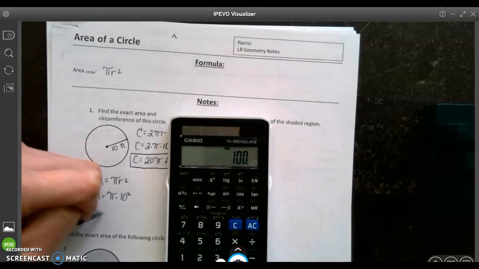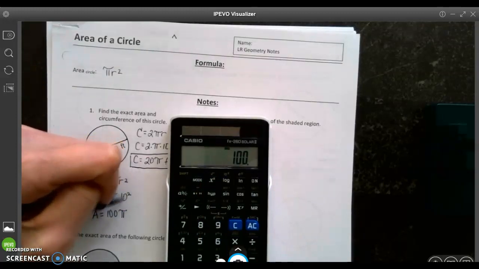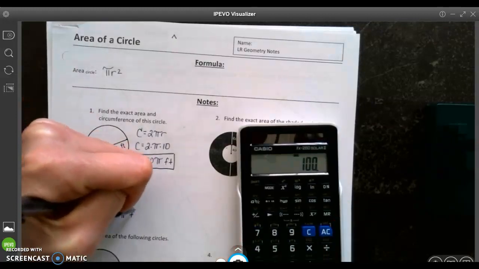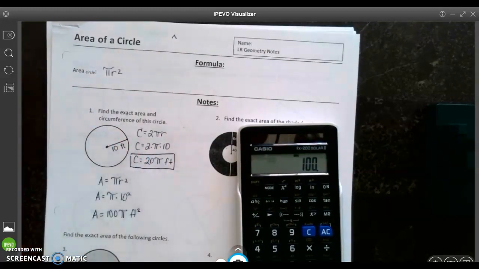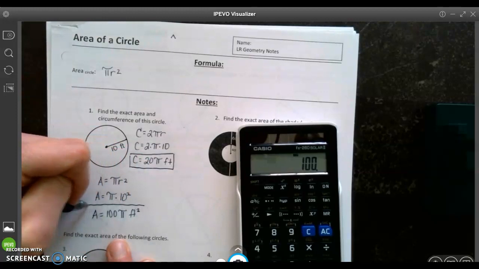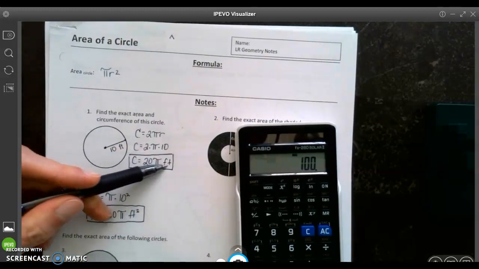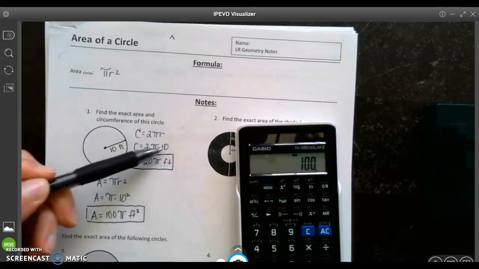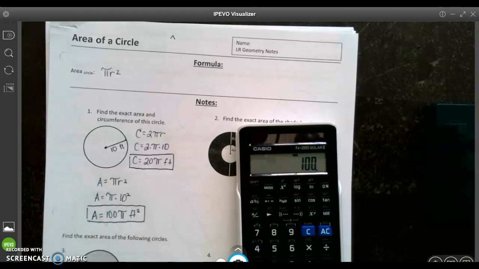So area equals 100 pi, because I just did 10 squared. I still leave pi in my answer for an exact answer, and it's feet. And we're going to say feet squared. We always square units when we're talking about area. So circumference, 20 pi feet, area, 100 pi feet squared. Because here we multiplied 10 and 2. Here we didn't do 10 times 2. We did 10 times 10 to get 100.